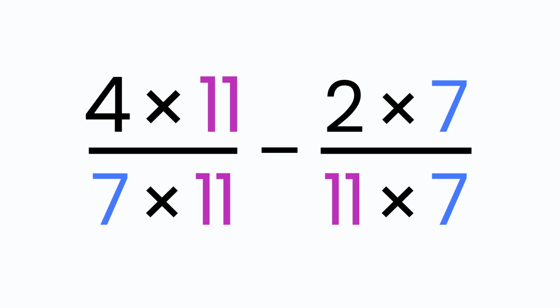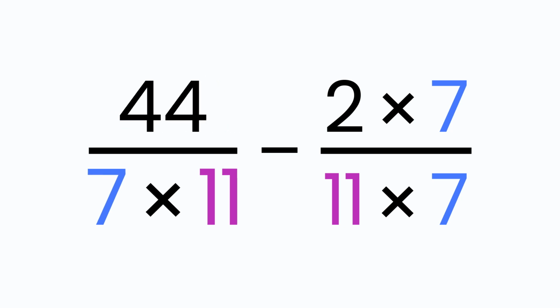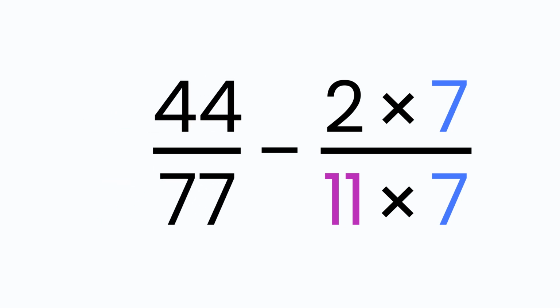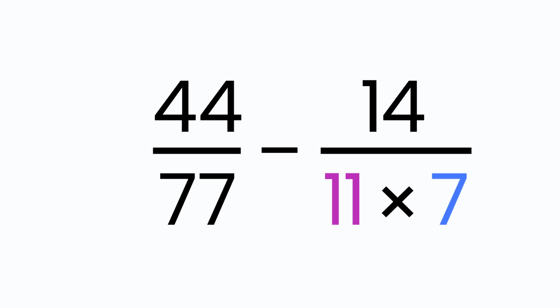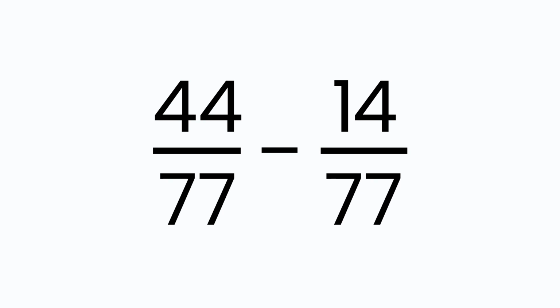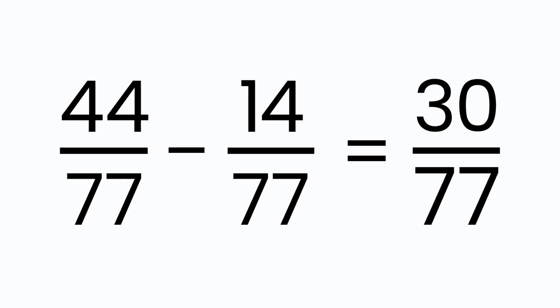4 times 11 is 44, and 7 times 11 is 77. 2 times 7 is 14, and 11 times 7 is 77. You get 44/77 minus 14/77, which is equal to 30/77, which cannot be reduced because the numerator and the denominator have no common factors. Now let's look at one final problem.